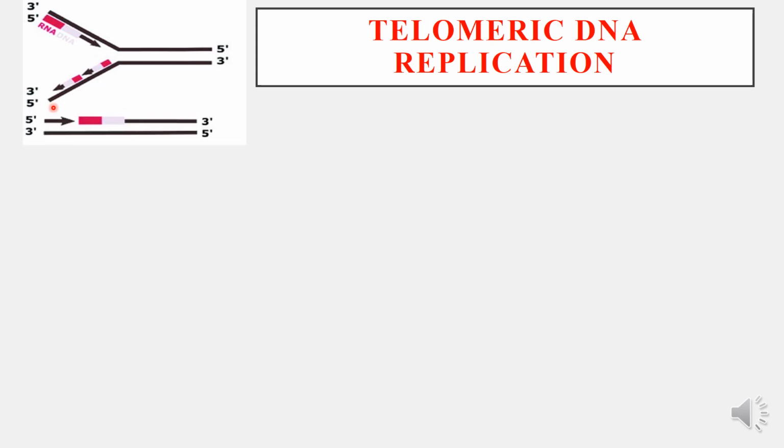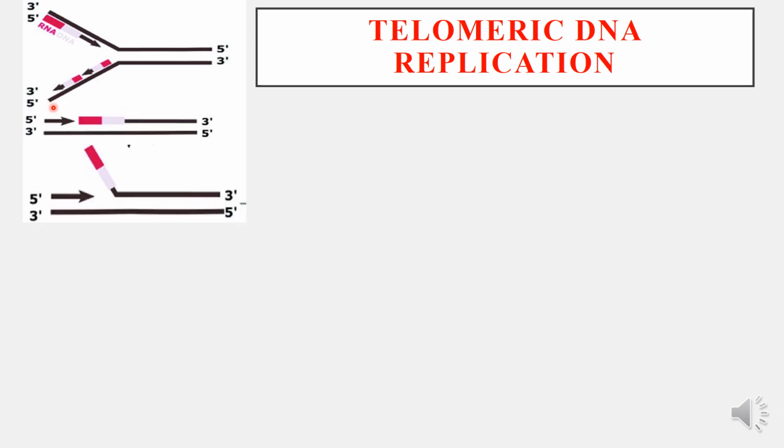Now telomeric DNA replication, let us understand this better to understand the end problem of linear DNA. So this is a linear DNA, this is the leading strand, this is the lagging strand. The leading strand has a single RNA primer on which the DNA polymerase acts and synthesizes a new strand, whereas the lagging strand has multiple RNA primers and small fragments known as the Okazaki fragments are synthesized.